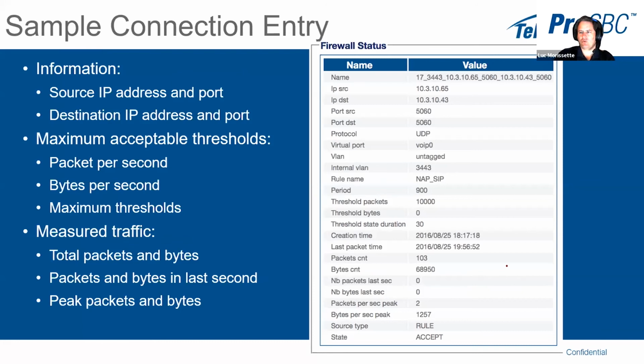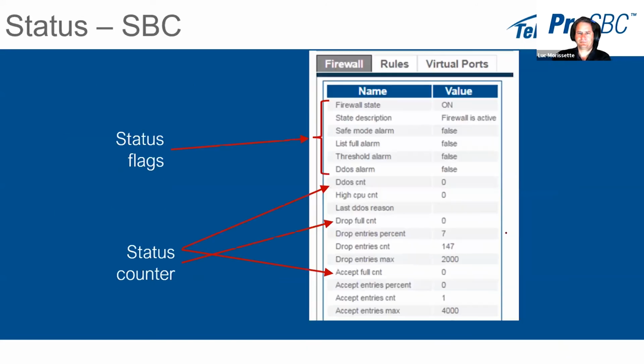So if you take just one of those entries, you can even get more details here. Not only the source port and IP, you also have the type of VLAN. You also have when it was created, the type of rule. So you can get more details on that particular connection entry.